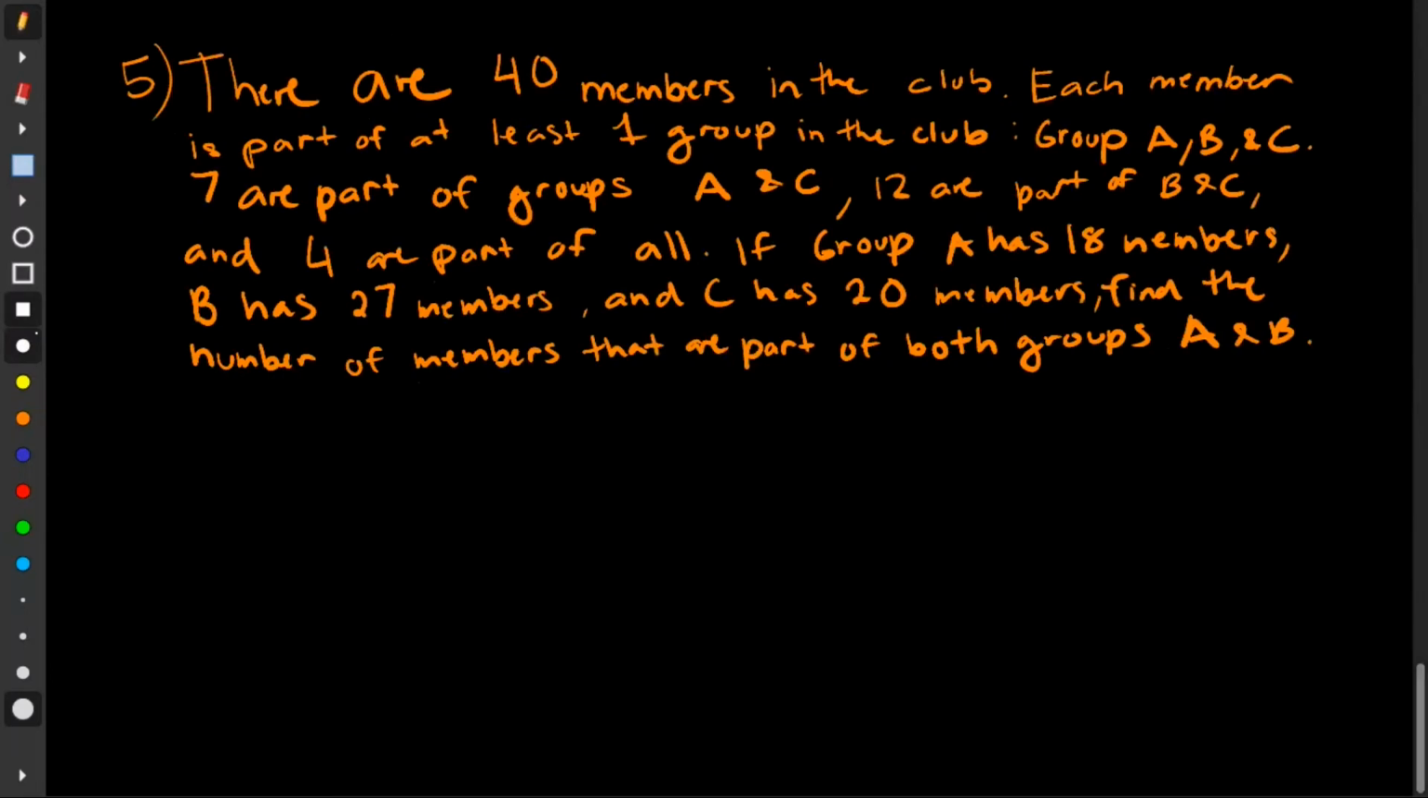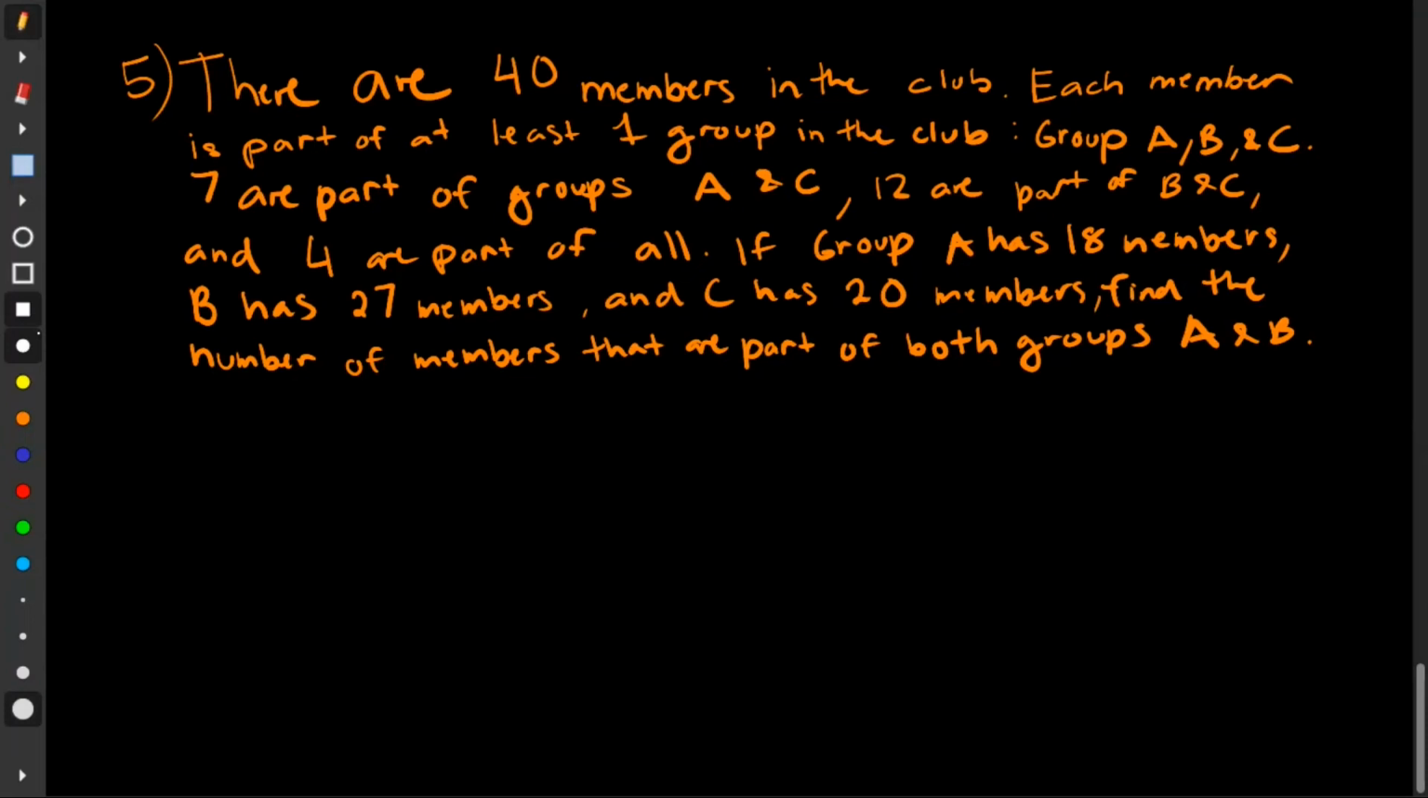For the last example, this one is more complex, but it's still solvable. So we have, there are 40 members in the club. Each member is part of at least one group in the club: Group A, B, and C. 7 are part of groups A and C. 12 are part of B and C. And 4 are part of all. If group A has 18 members, B has 27 members, and C has 20 members, find the number of members that are part of both groups A and B.